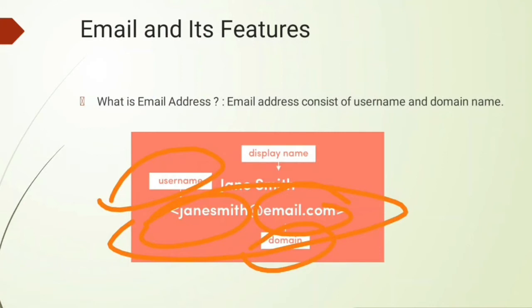Suppose that Gmail is there. We are creating our email account in Gmail. So instead of email.com, it is written gmail.com. Why? Because it is the domain, the server in which we are creating our account, and my account name is Jane Smith, and whatever name you want to give, you can give.